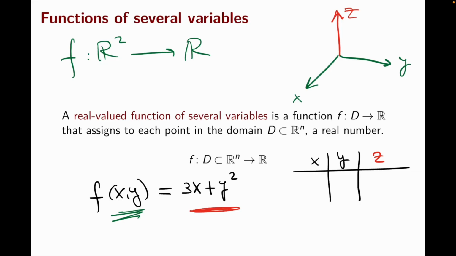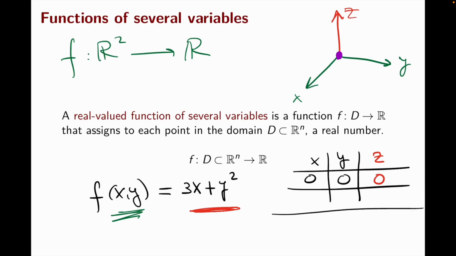So for instance, in this case, let's give some values. When x is 0 and y is 0, how much is z? Well, we do the operations here. 3 times 0 is 0, plus 0, will be 0. So that means that for the point 0, 0 of x and y, the value of z is 0. So the first point of our graph is going to be 0, 0, 0.